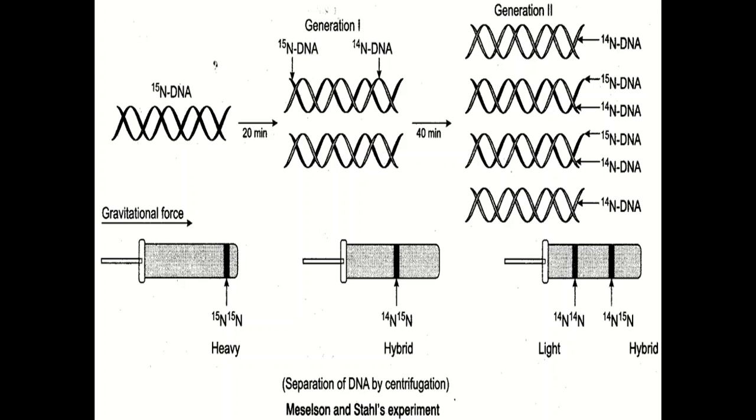So here is the diagram which is showing the Meselson and Stahl's experiment. So here you are seeing the DNA extracted from the cells after one generation of transfer from the N15 medium to N14 medium, that is after 20 minutes, had an intermediate hybrid density. And the DNA extracted after two generations, that is after 40 minutes, consisted of equal amounts of light DNA and hybrid DNA.